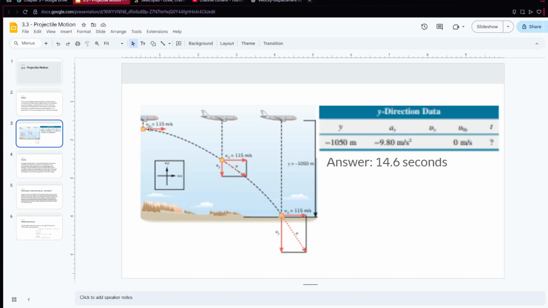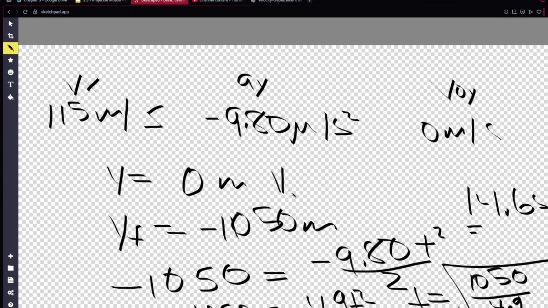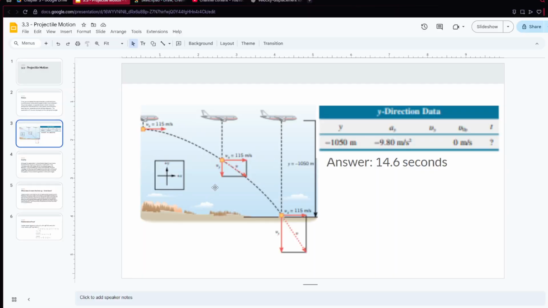which I'm not sure why they gave us the x component, but maybe they wanted us to calculate how far the ball was traveling, and we'll simply use the position, which is x equals v_x t, because we're assuming no acceleration in the x direction, which is simply 115 times 14.6, and I'm not going to do the math in my head because it's too complicated. It's going to give us 1679. So it traveled 1679 meters, and it took 14.6 seconds for it to hit the ground.